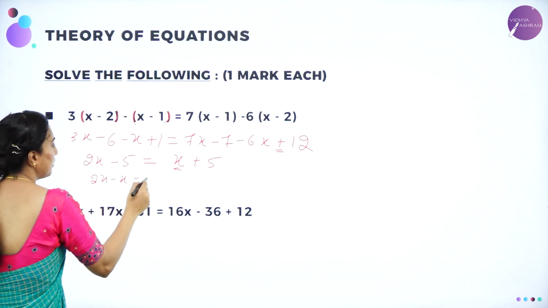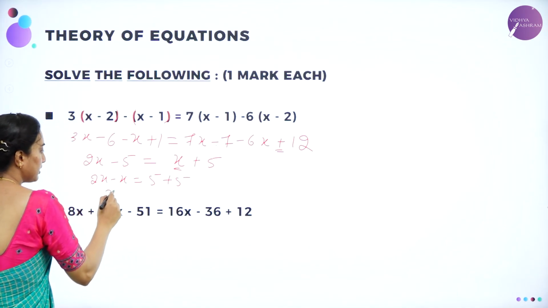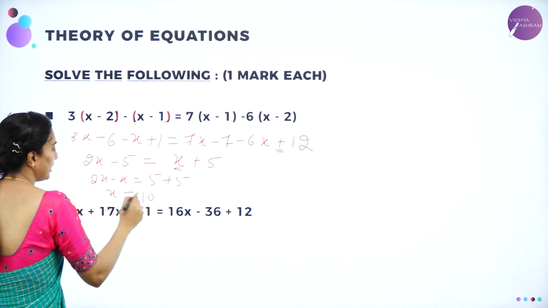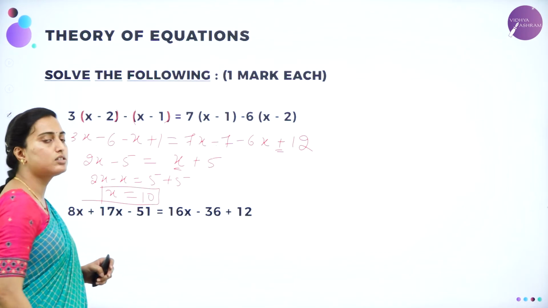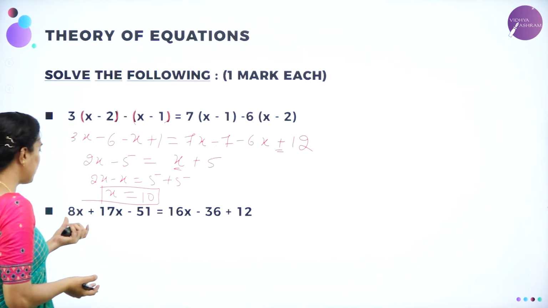2x minus x is equal to 5. Minus 5 taken to that side will be plus 5. So 2x minus x is equal to 5 plus 5, which is 10. That's it, DS. This is how you are going to solve for the x value. Now we'll move on to the next problem.